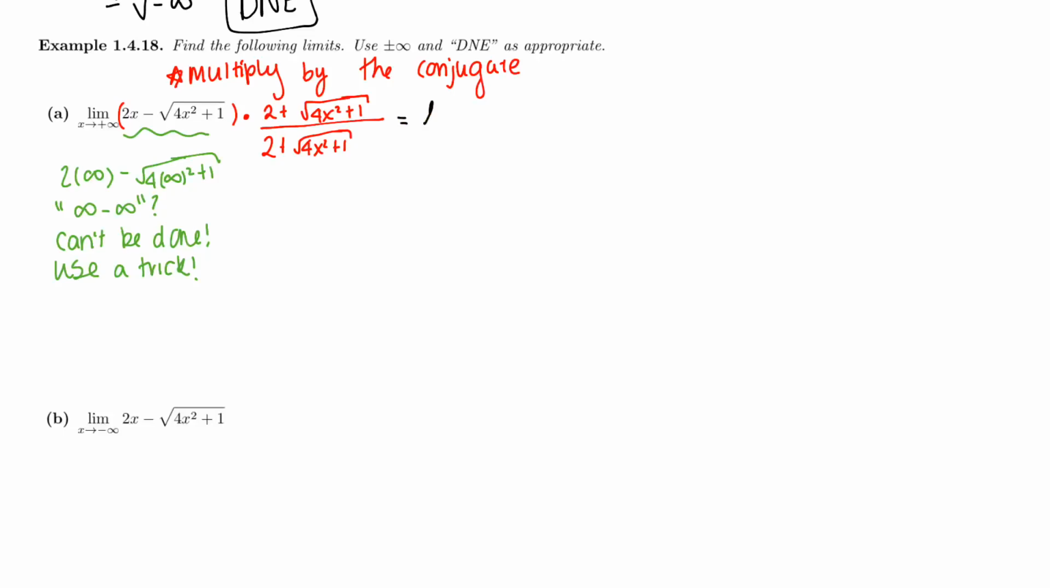So now we have a difference of squares. So we have the limit as x approaches infinity, and, my bad here, this should be a 2x. So you get 2x times 2x, that'll give you 4x squared. The middle terms will cancel, and then the square roots will cancel, so you'll be just subtracting 4x squared plus 1. On the bottom, you'll have 2x plus the square root of 4x squared plus 1.